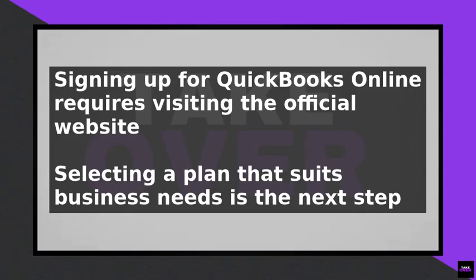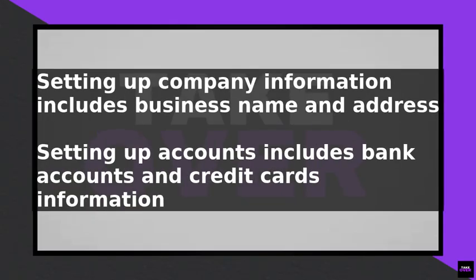Once you have set up your accounts, you can start tracking your expenses by clicking on the Expenses tab and selecting Add Expense. You can also track your income by clicking on the Income tab and selecting Add Income. In addition to tracking expenses and income, QuickBooks Online also allows you to manage your invoices, bills, and payments.